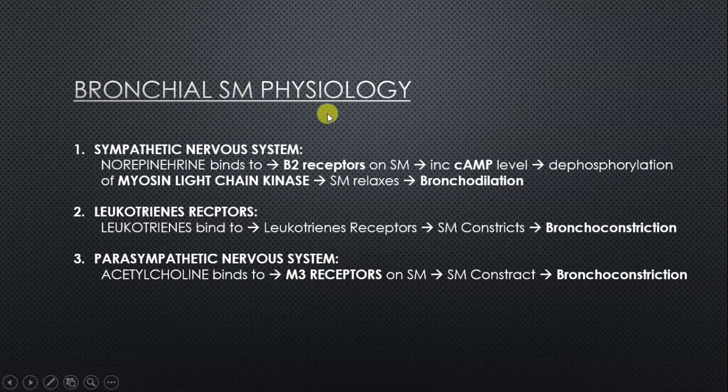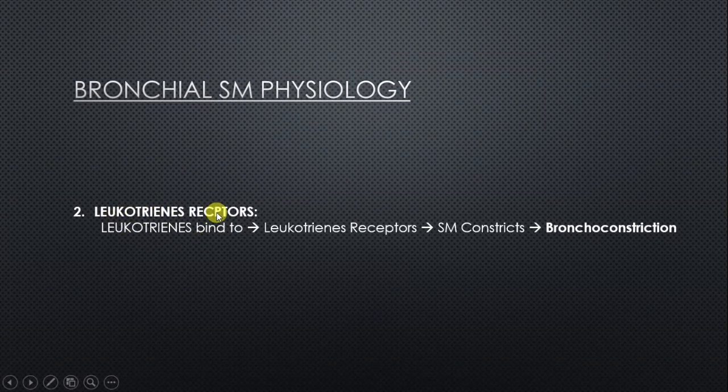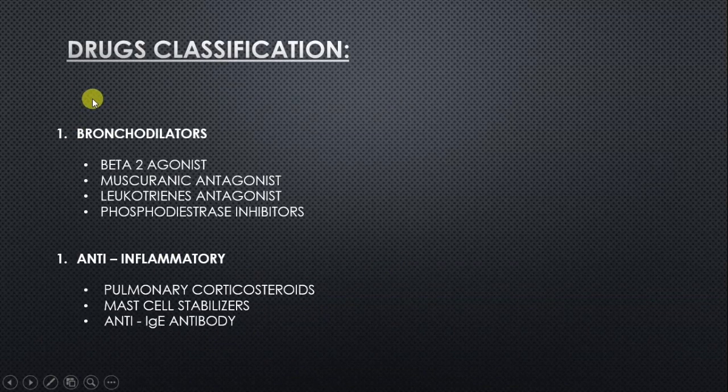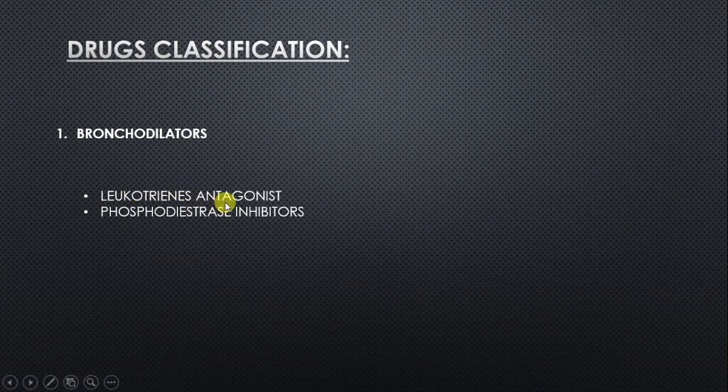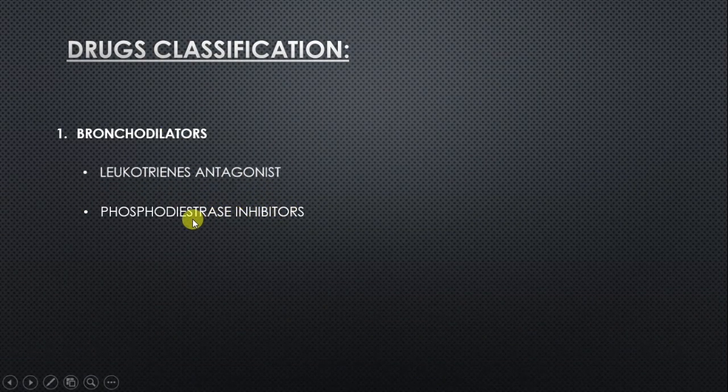A bit of bronchial smooth muscle physiology we have discussed in the previous video. In this video, we are going to focus on the leukotrienes, and what they do to the bronchial smooth muscle. They basically act on leukotriene receptors, leading to smooth muscle contraction and bronchoconstriction. Now, the drug classification for asthma, we have discussed, is divided into bronchodilators and anti-inflammatory. In this video, we're going to focus on the leukotriene antagonists and the phosphodiesterase inhibitors.